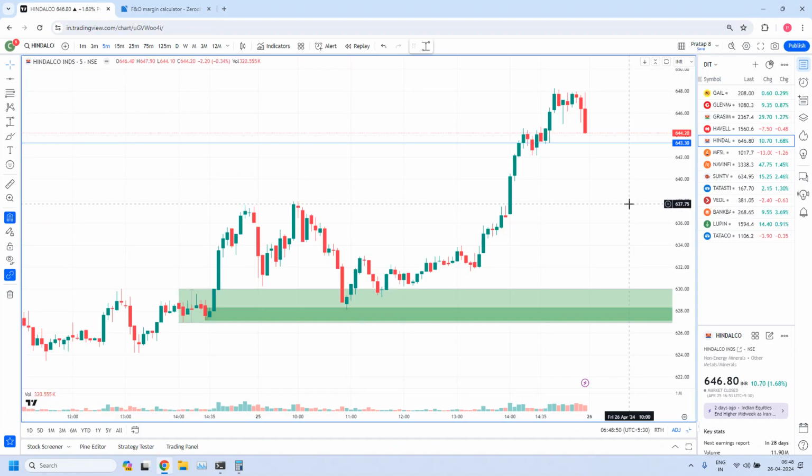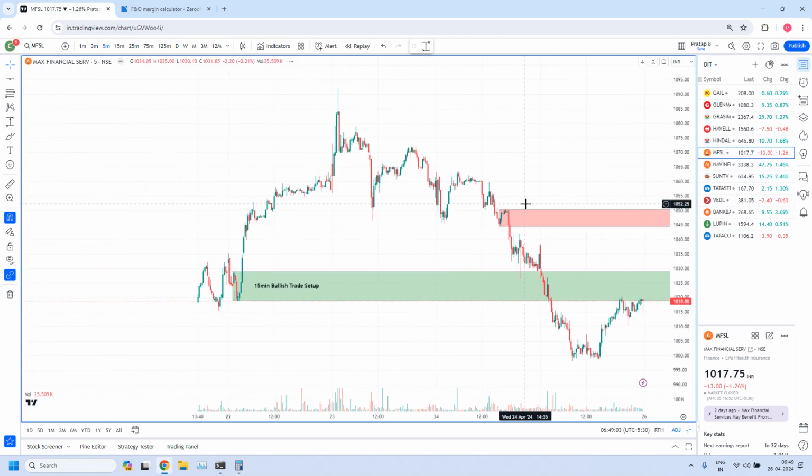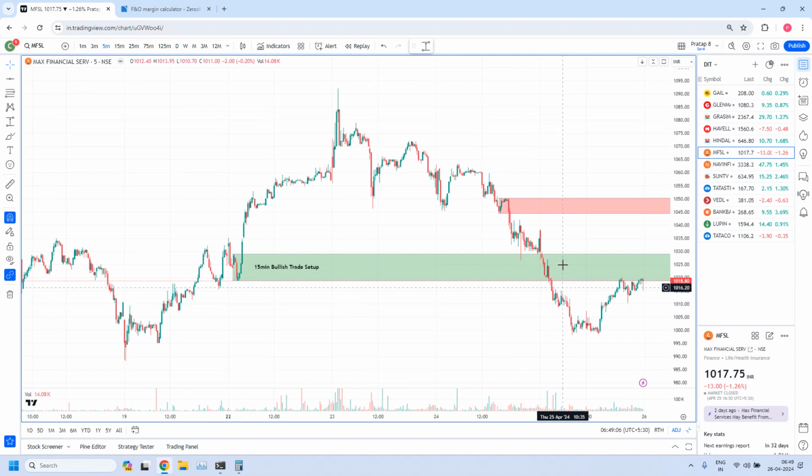Let us look into the other stocks. MFSL, okay, we missed this. What about any other stocks, you may ask? Max Financial Services. This is also a bullish trade setup. But this zone is violated.